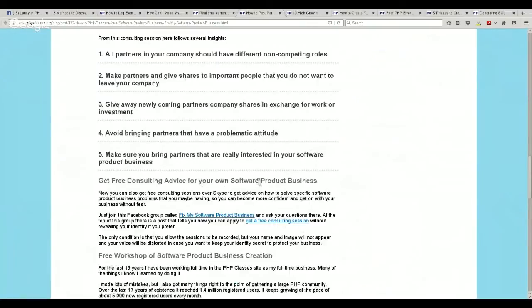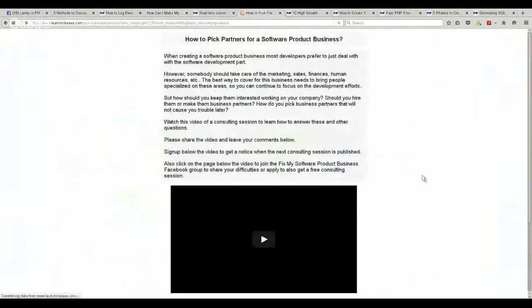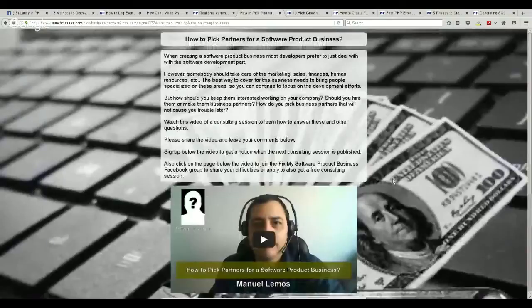Yes. And this article is actually another consulting session that was given to another developer who wanted to know how he can pick partners and how to offer them shares or profits. What would be the best solution for creating a good partnership that will work forever? Because forever is probably a long time, but one that works for a long time.